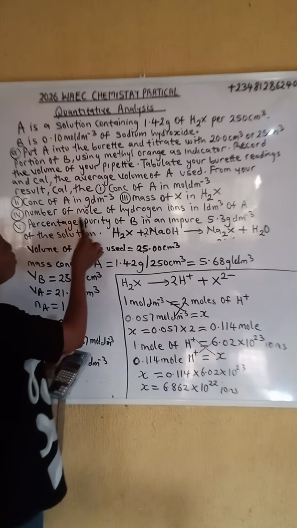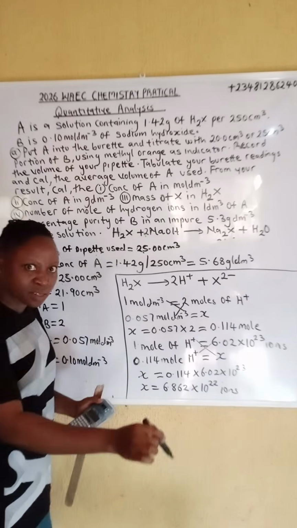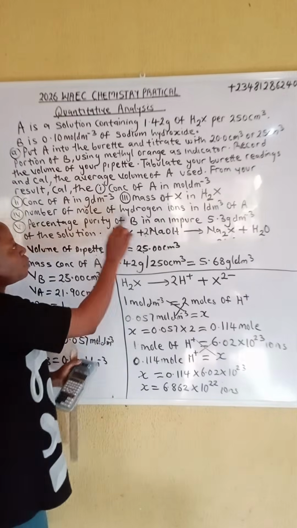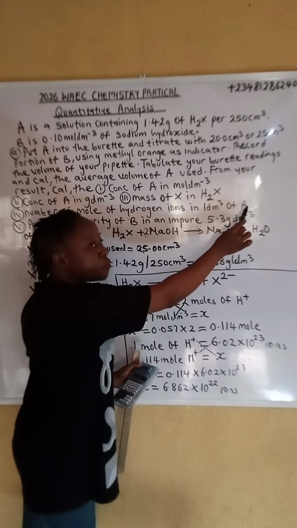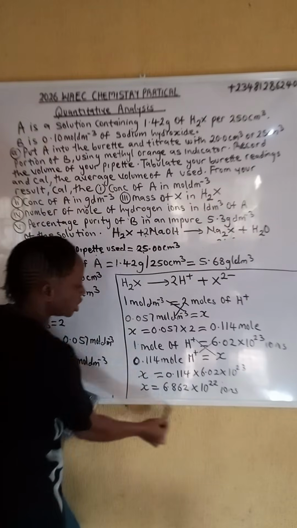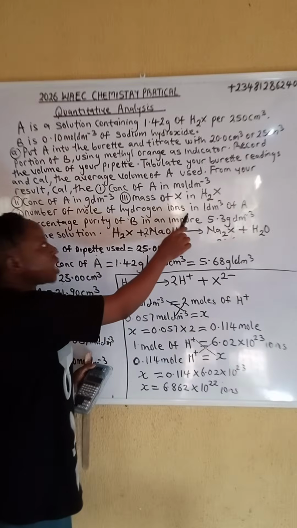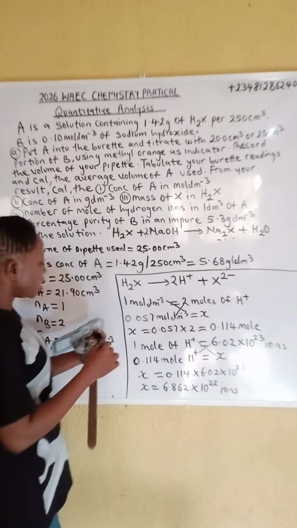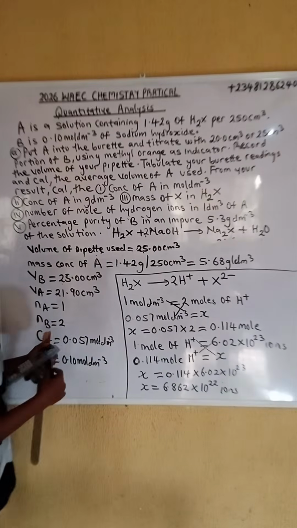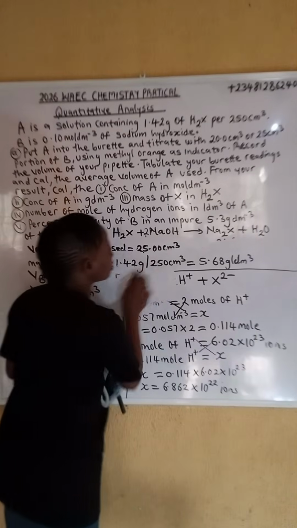Because you are looking for the number of moles of hydrogen ions, you have to rewrite it: the number of moles of hydrogen ions in 1 dm cube of A is equal to this final answer. Now, let's answer the last question.